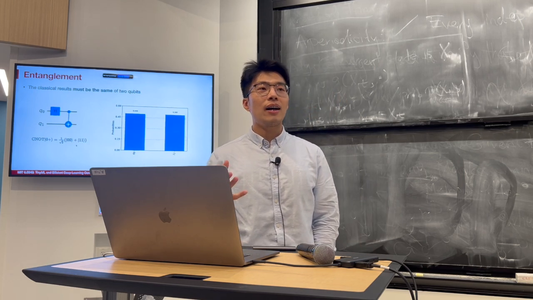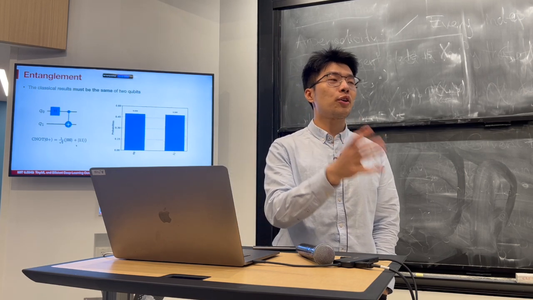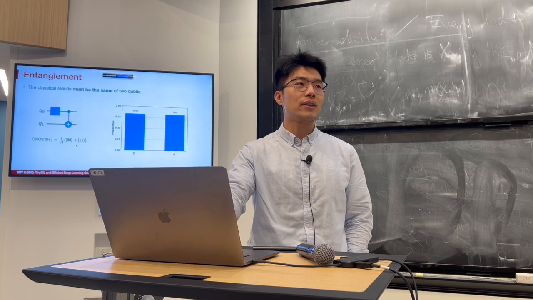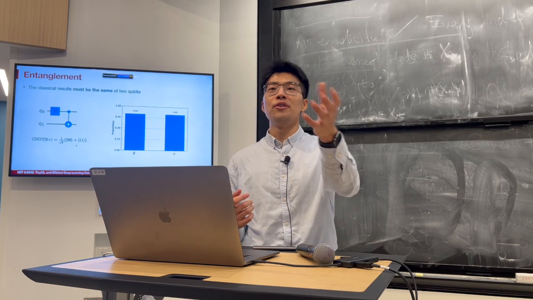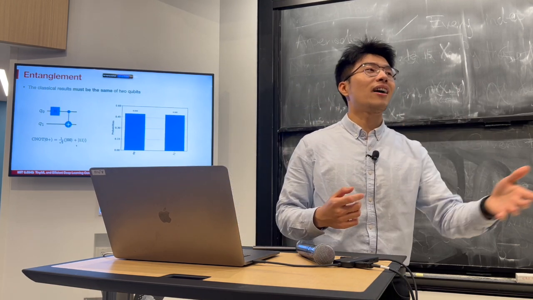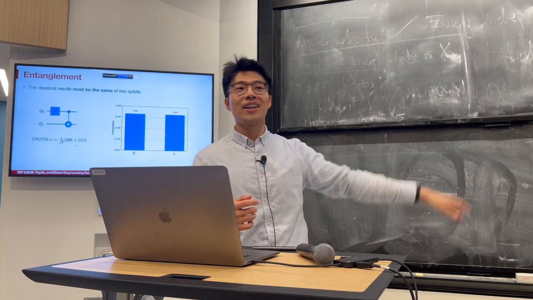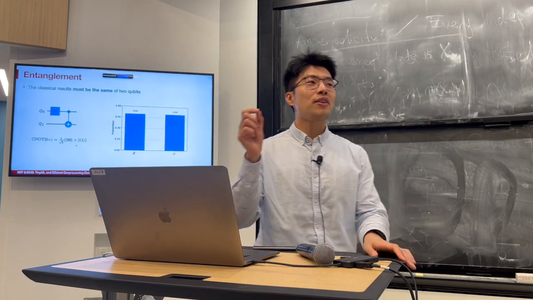So let's imagine a very interesting scenario. Say I prepare this entangled pair of 2 qubits in the 0, 0 and 1, 1 state, and then I give one of the qubits to you, and you get on a starship and go to another side of the universe. And then you can measure the qubit.